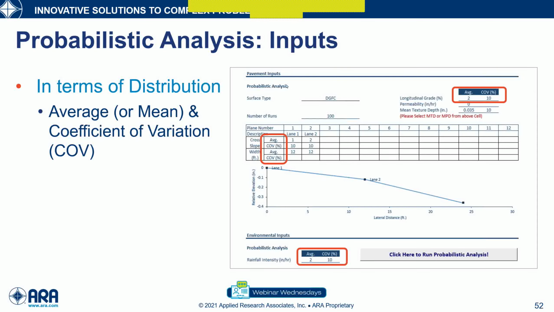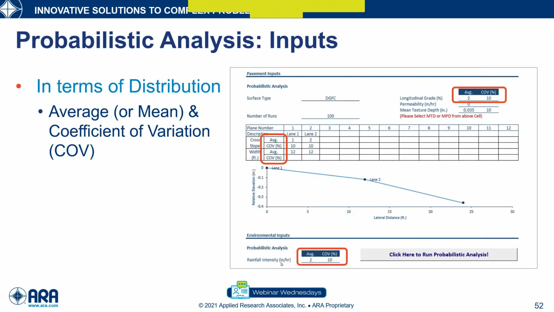And this is a sample input screen for the probabilistic analysis. Once again, you're going to be asked for some of the other inputs that you saw on the other analysis options. You will still need to input the surface type, the longitudinal grade, and the permeability. But this time, you're going to be asked for the average and the coefficient of variation. So the coefficient of variation is just simply the ratio between the standard deviation and the average, and this is expressed in units of percent.